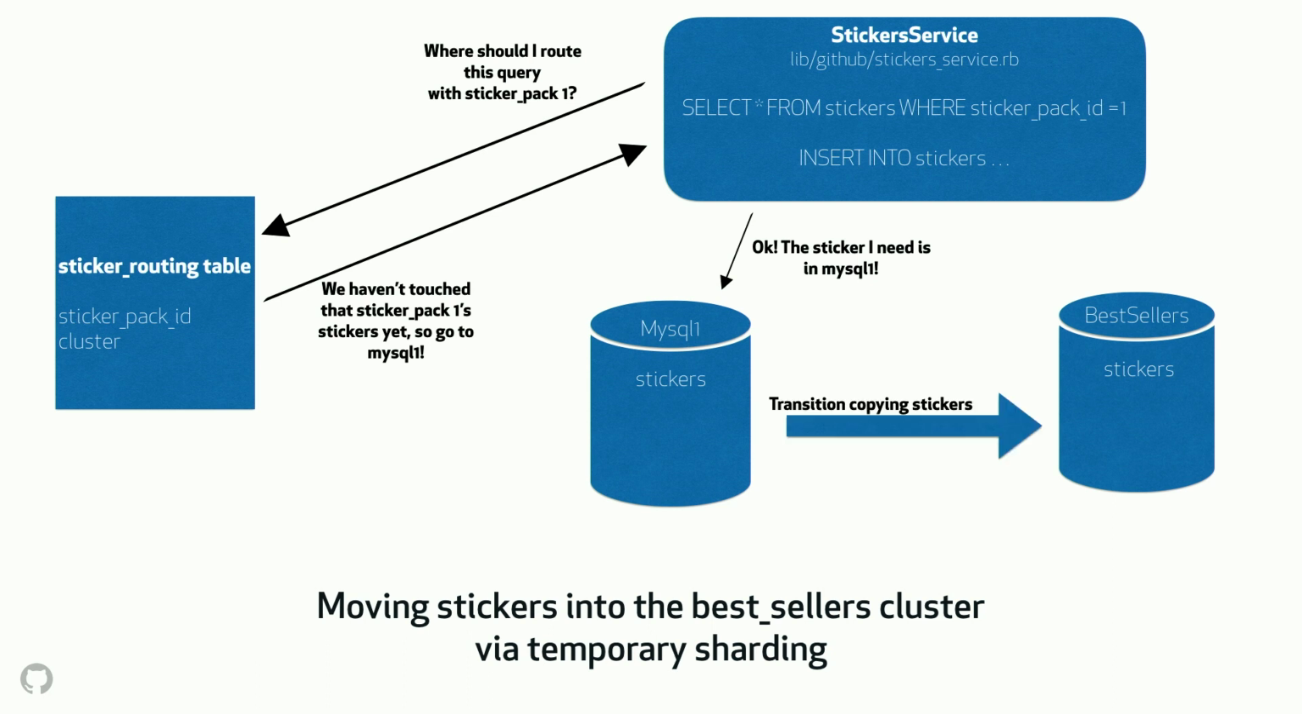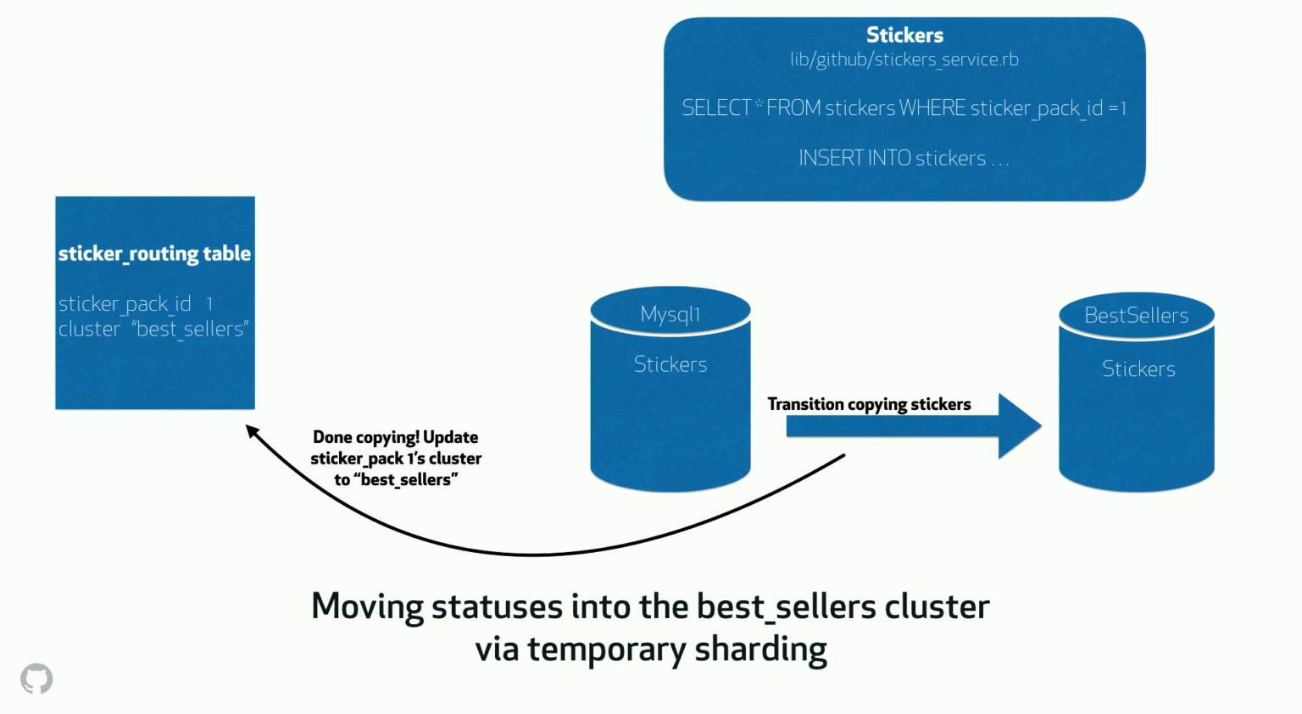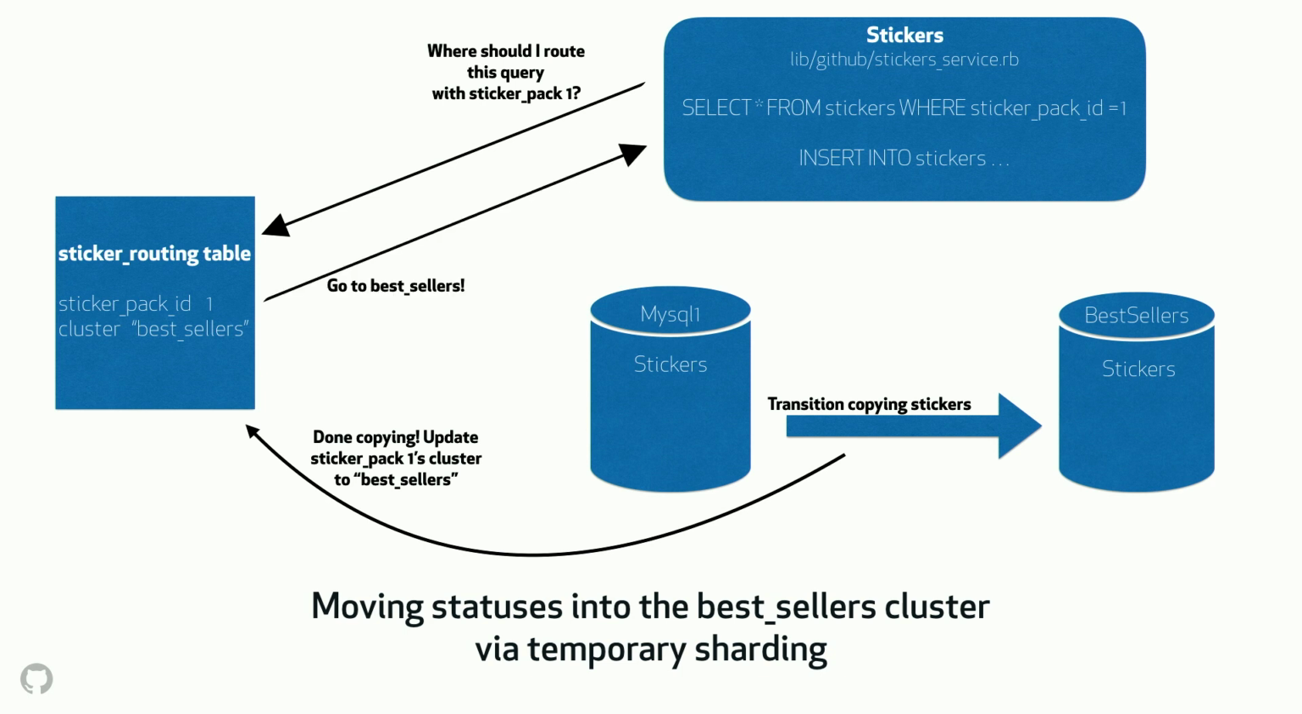In the meantime, we're going to start up this transition that's going to start copying this data over. So the transition is going to copy the stickers for sticker pack 1, and then it's going to update the routing table and say, I'm done copying, update sticker pack 1's cluster to bestsellers. Then when that same query comes in, the routing table says it's in bestsellers, so the logic will route that query to the bestsellers cluster.